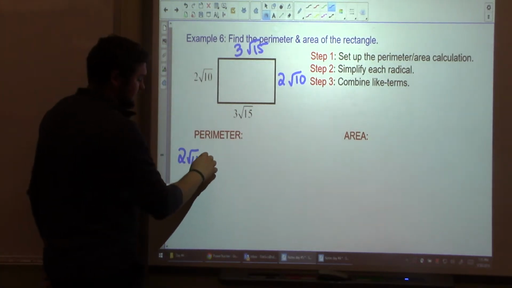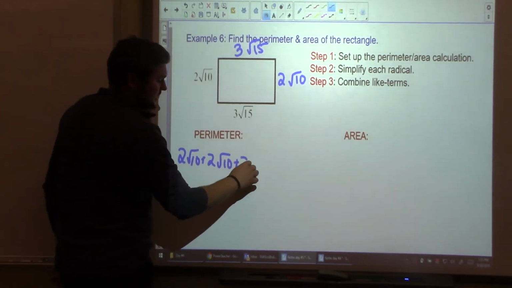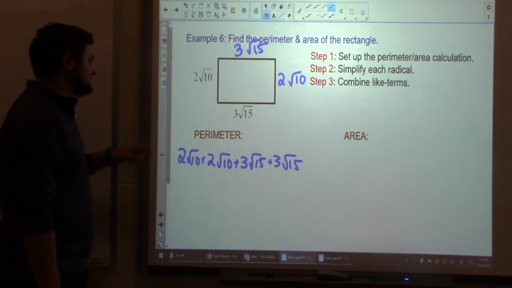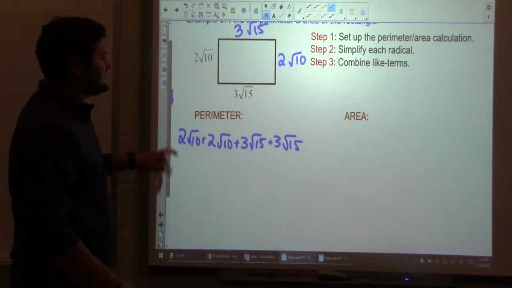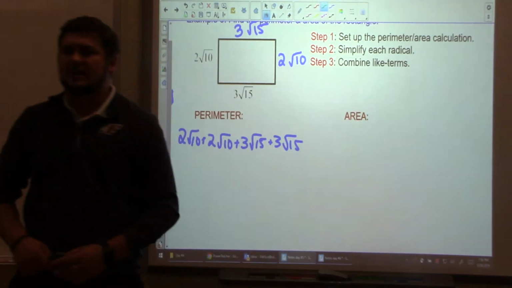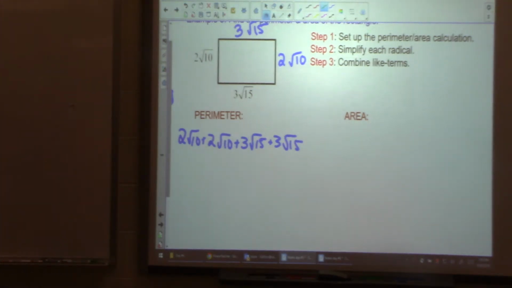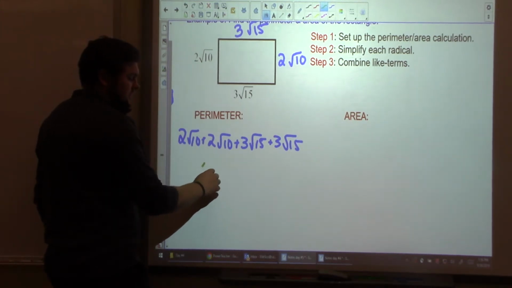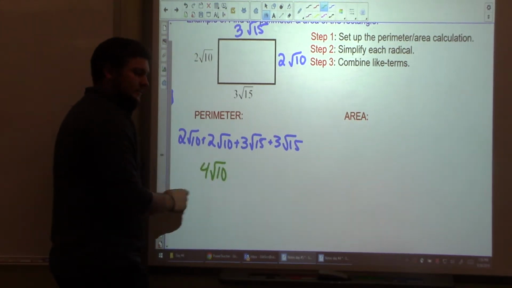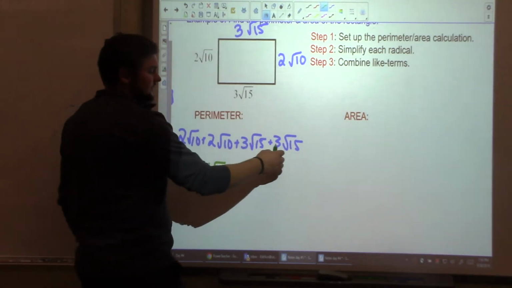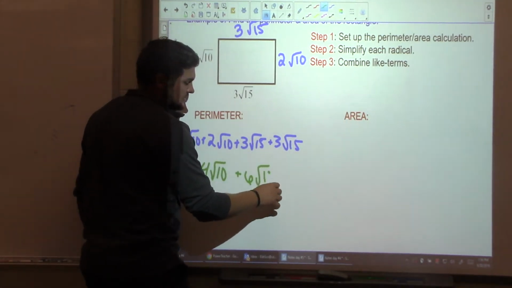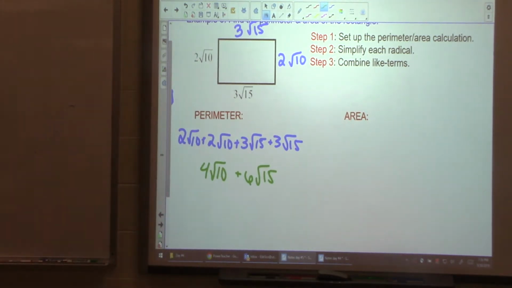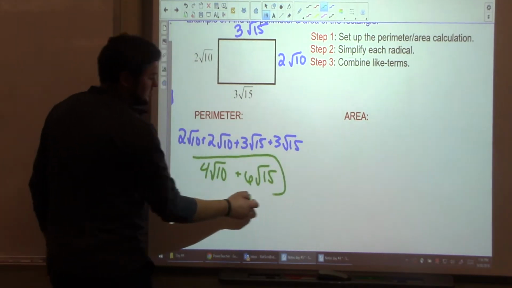2 square roots of 10 plus 2 square roots of 10 plus 3 square roots of 15 plus 3 square roots of 15. When we add, we need to make sure if we can simplify, we do that. Can I simplify any of those radicals? I can't simplify the radicals, but I can add like terms. 2 square roots of 10 plus 2 square roots of 10 gives me 4 square roots of 10, plus 3 square roots of 15 plus 3 square roots of 15 is 6 square roots of 15. Can I do anything else to that? I cannot, so that's my final answer.